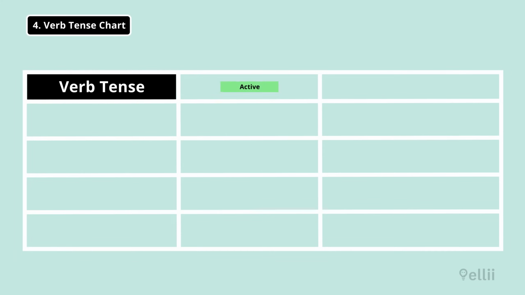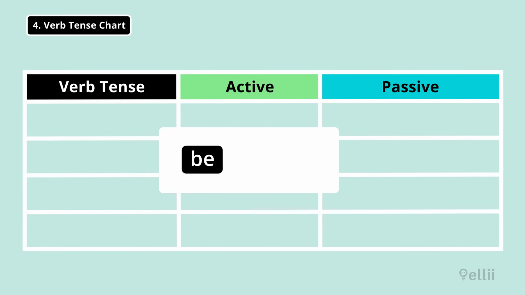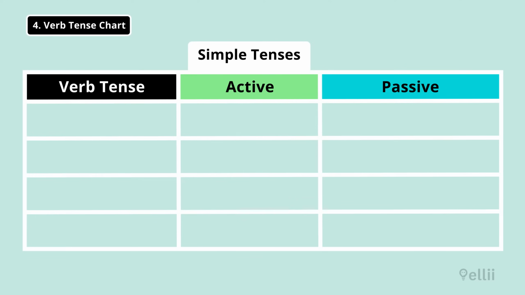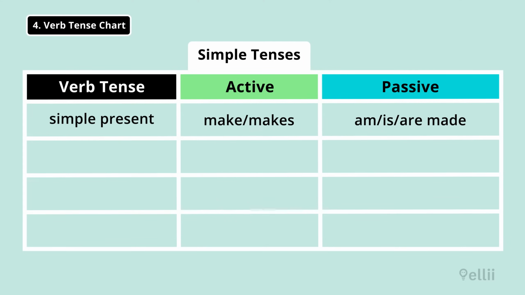Now let's look at more common tense conjugations for passive verbs. Let's use the auxiliary verb be and the verb make for these examples. Let's look at simple tenses first. In the simple present tense, the active form is make or makes, depending on the subject. The passive form becomes am, is, or are plus made.